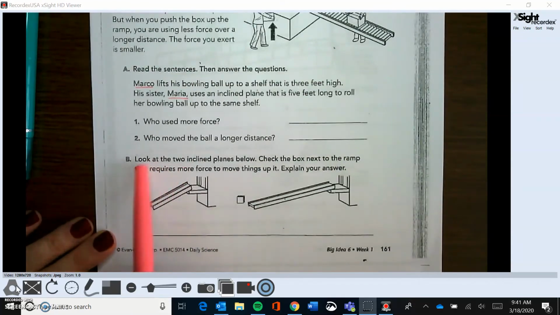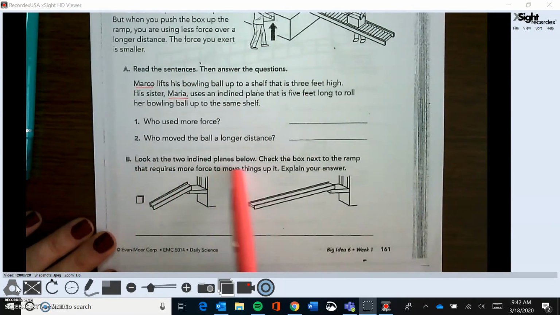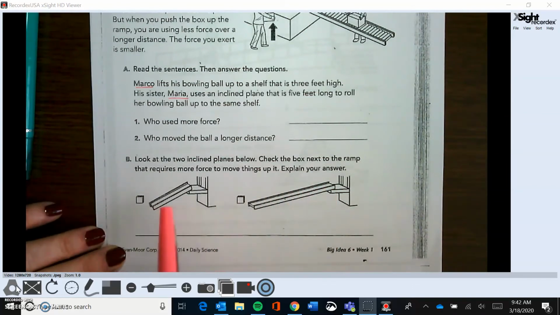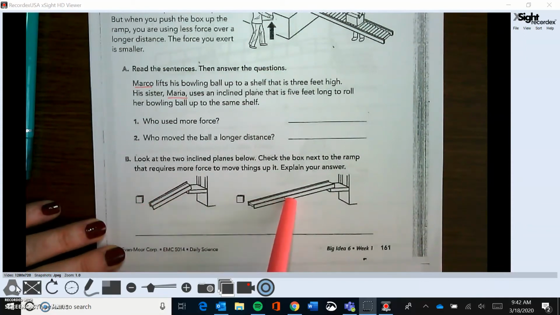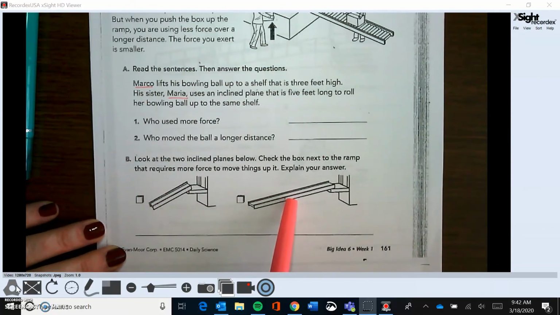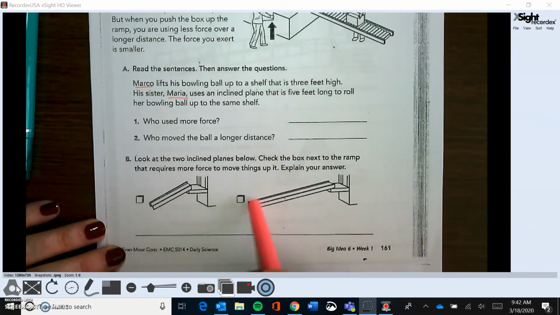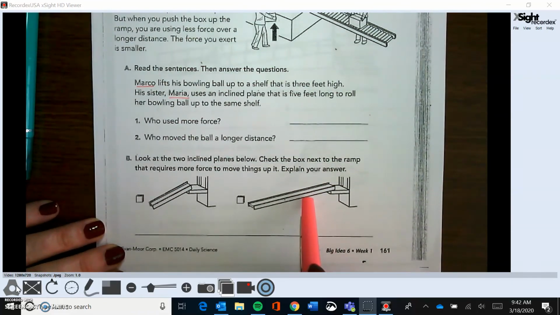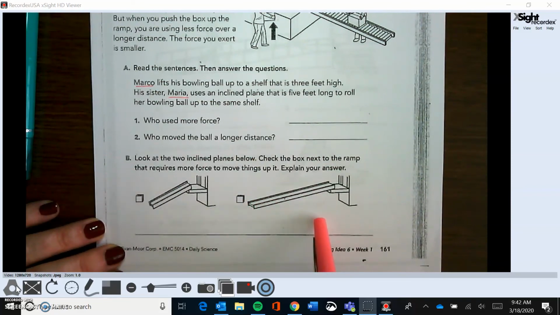And then for your next one here, it says, look at the 2 inclined planes below. Check the box next to the ramp that requires more force to move things up it. Explain your answer. So, you're going to look at both inclined planes. Which of these would require more force to move things up it? So even imagine that you're moving a bowling ball up it. Would this ramp or inclined plane, would you need more force for this one? If you think so, you need to check it and put Y. For this one, if you rolled an object up it, would you have to use more force for this ramp? If you think so, you need to check the box and you need to write Y.